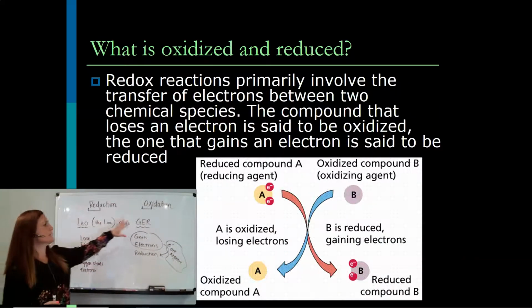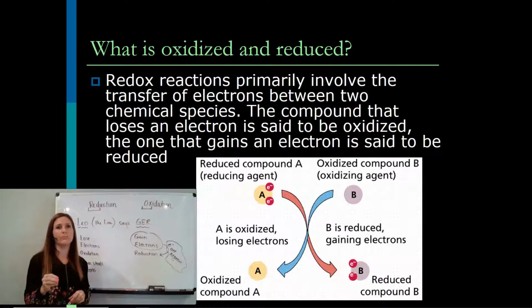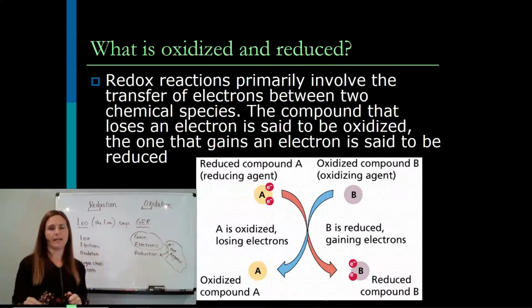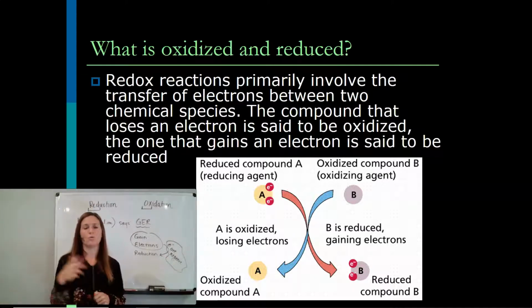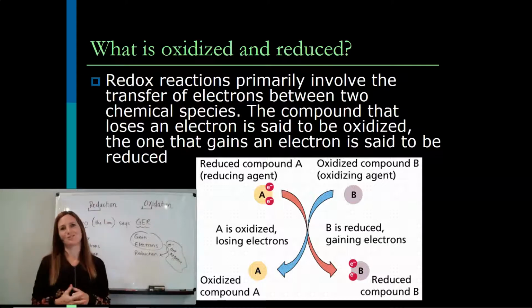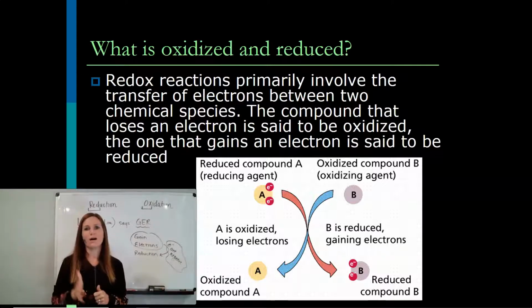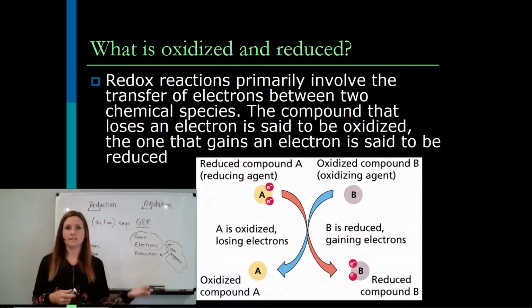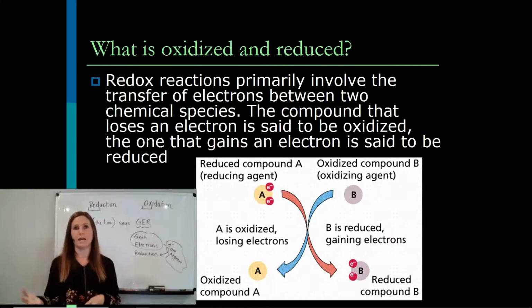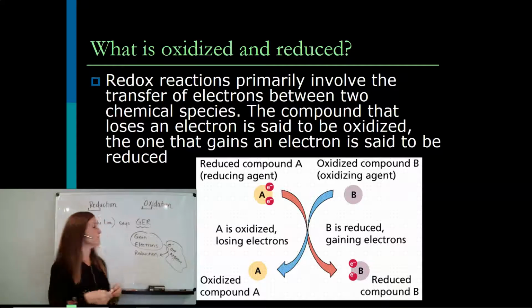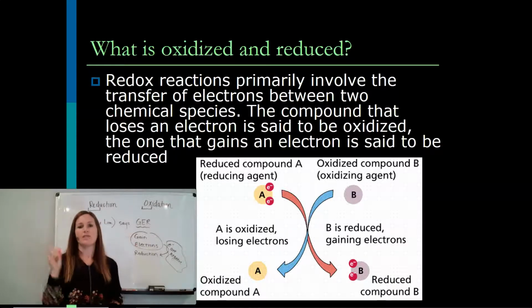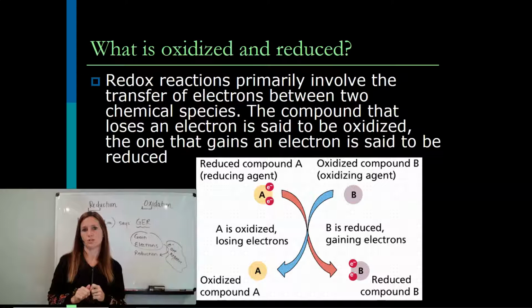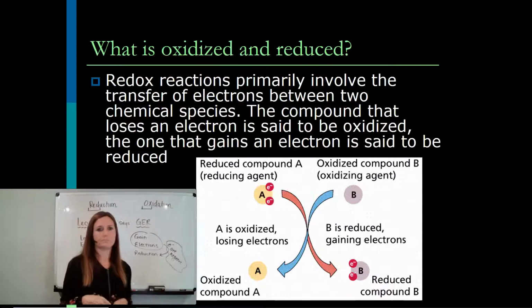So Leo the lion says grr is going to help you to remember if something is getting oxidized or reduced. I promise to ask you that question on the test. So you are going to need to know, is NADP becoming oxidized or reduced when it becomes NADPH? And it's becoming reduced because it gains electrons. That's how you're going to be able to answer those questions as we move forward.